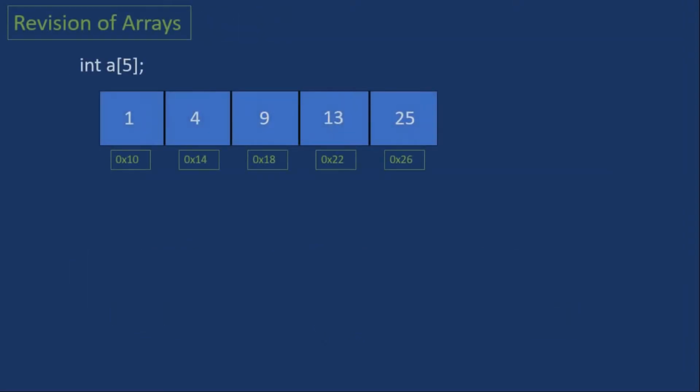But before I show you how these nodes work together to create a linked list, let's get a quick revision of arrays. To declare an array of integers, you have to write int for integer, showing that we are storing integer elements in this array, and a variable, in this case the variable a, and we use brackets to show you that we are creating an array. And finally, we specify the size of the array inside the brackets, and for our example we have created an array of 5 elements, and we have elements 1, 4, 9, 13 and 25 in our array.